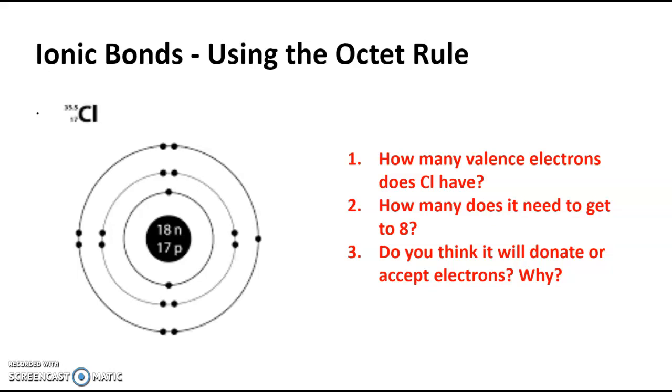Okay, so chlorine has 7 valence electrons. We're only counting the dots on the outside ring. Thus, it only needs 1 more valence electron to get to 8. So the easiest way for it to do this is to accept 1 electron. Otherwise, it would have to give away 7 electrons, and it's just not likely to do that. That's a lot harder than just accepting 1 electron.